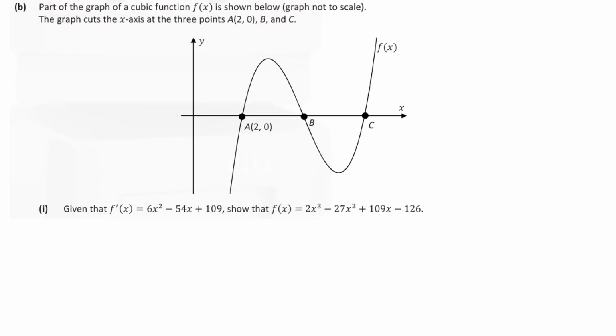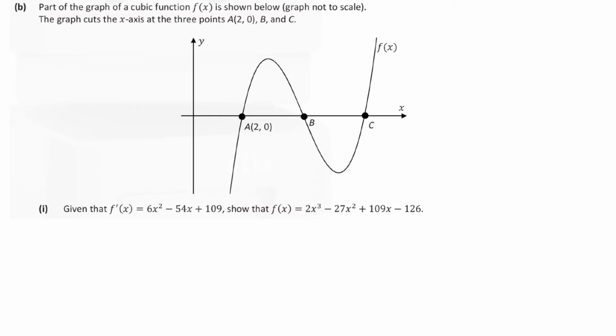Part B. Part of the graph of a cubic function f of x is shown below. The graph is not to scale, and the graph cuts the x-axis at 3 points, a, b, and c, and we know a, which is 2, 0. Given that f dash of x, so the first derivative, is 6x squared minus 54x plus 109, show that f of x, the actual function, is given here.